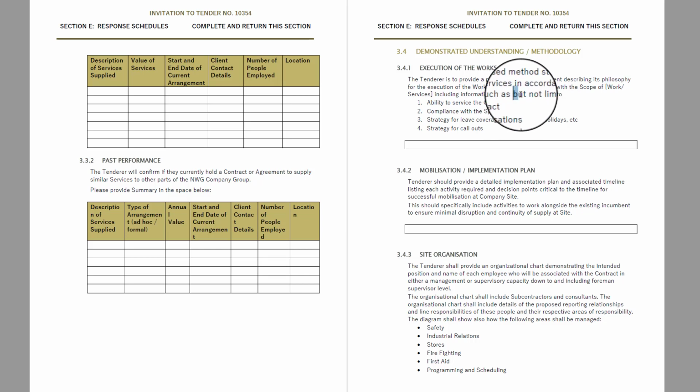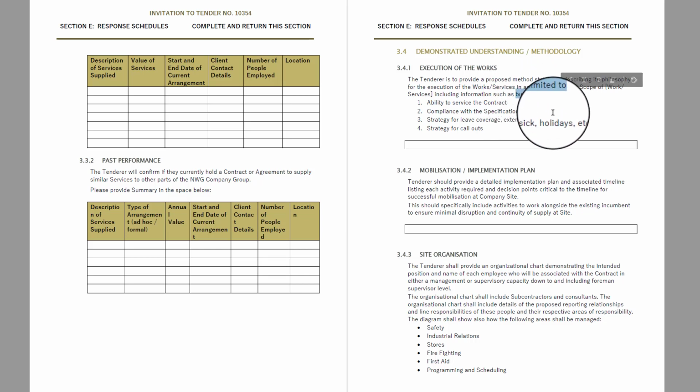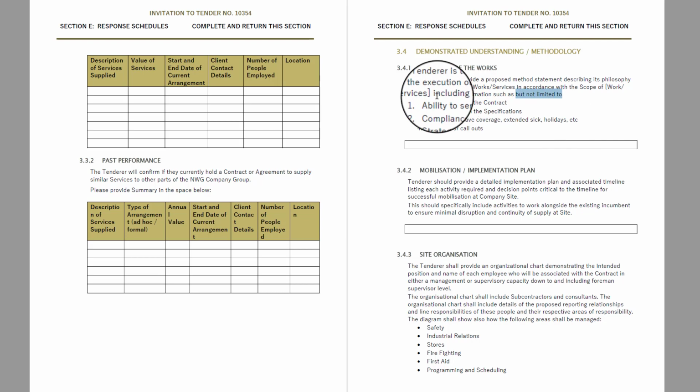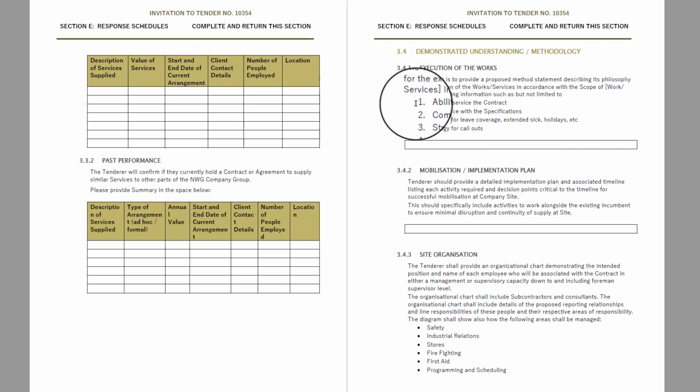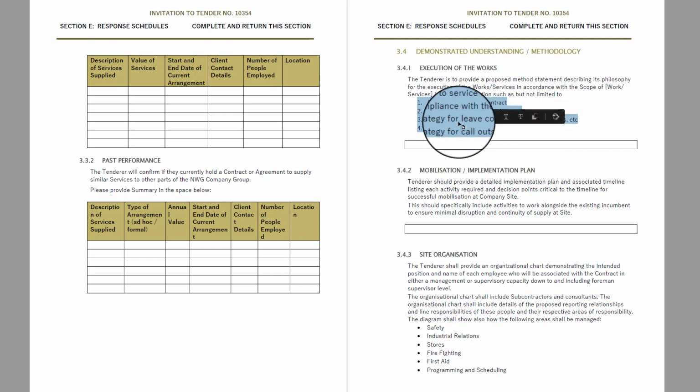but not limited to. This is your opportunity to get a 9 out of 9, guys, because they've only asked for 4 things. But if you give them 9 things that are really, really relevant, then that's a 9 out of 9. If you just give them these 4, then that's a 5.